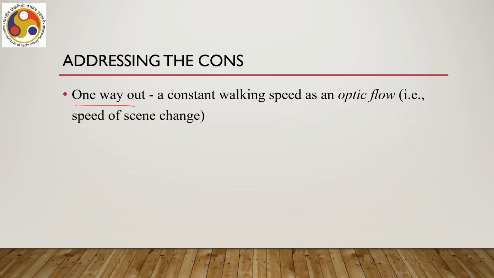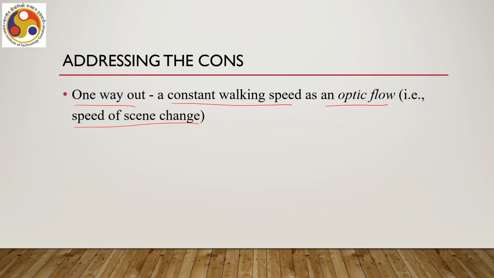One way out can be a constant walking speed as an optic flow, or in other words, the speed of change of scene. How do we perceive that somebody is moving? We perceive our movement by perceiving the change in our view of the surroundings, in other words, change in the scene. In a virtual tour, the same thing happens. When I say the user is moving or navigating, that means the scene is changing constantly. The speed at which the scene changes needs to match the user's realistic walking speed, otherwise it will look unrealistic, it may be very fast or very slow.